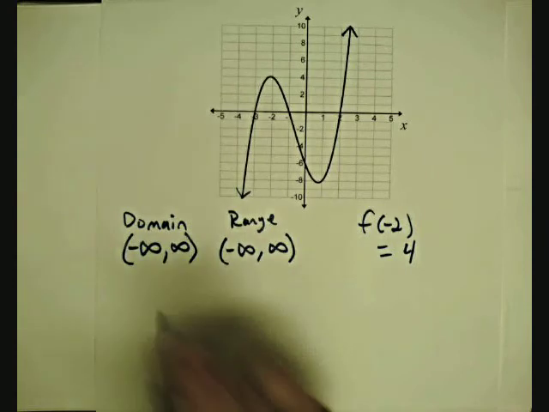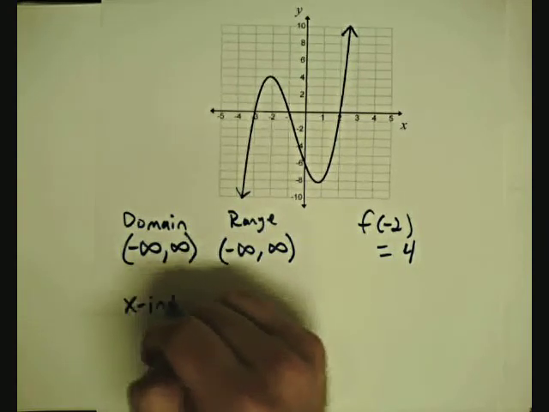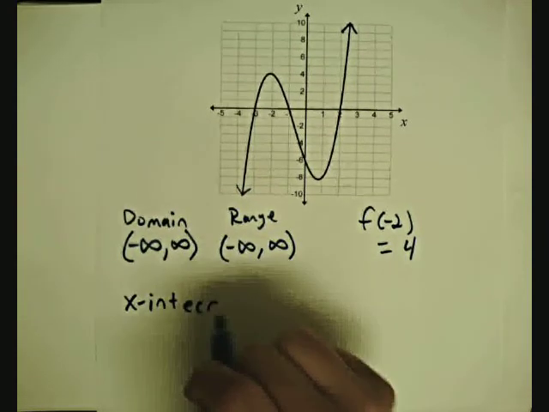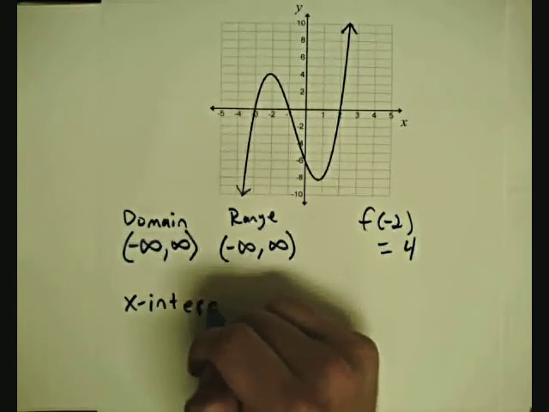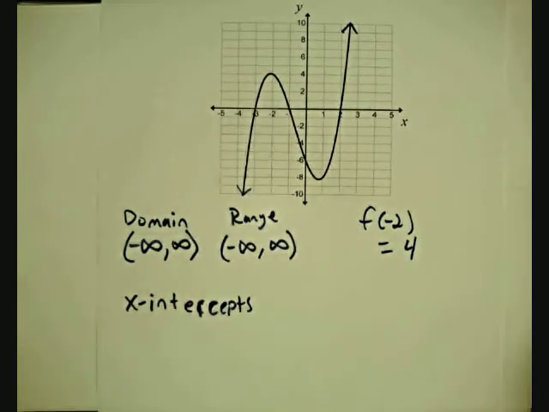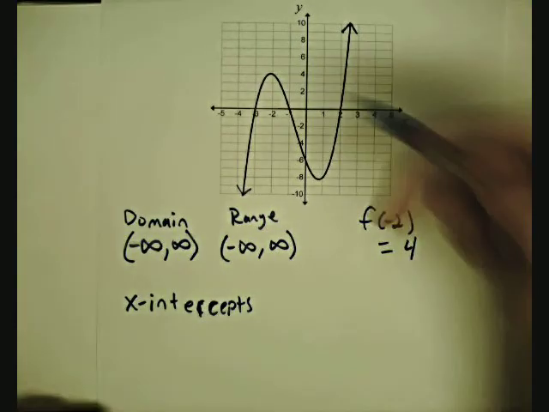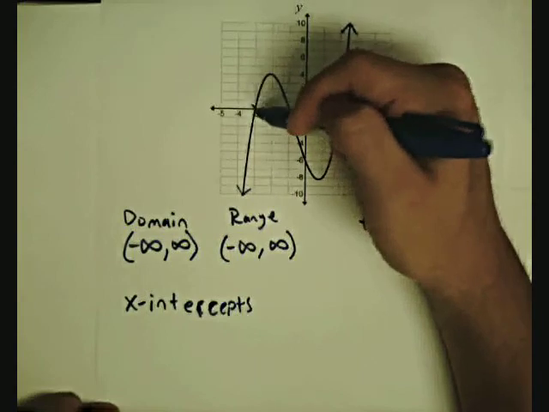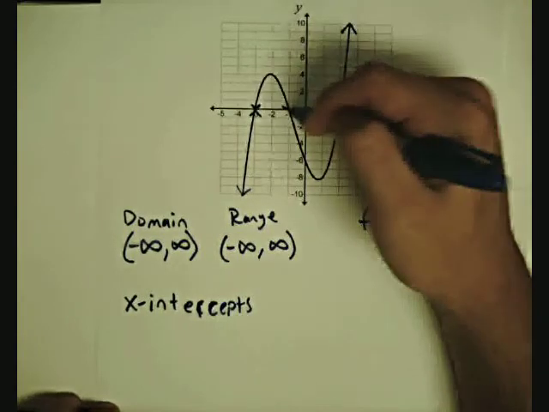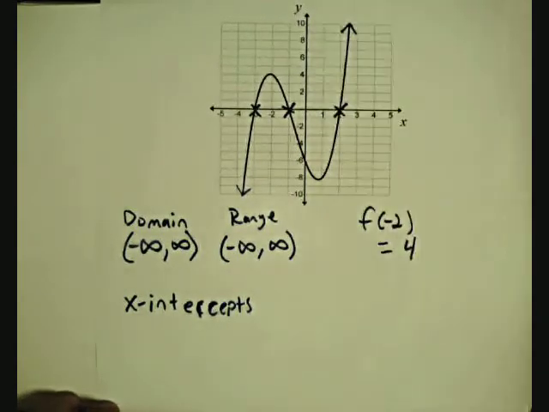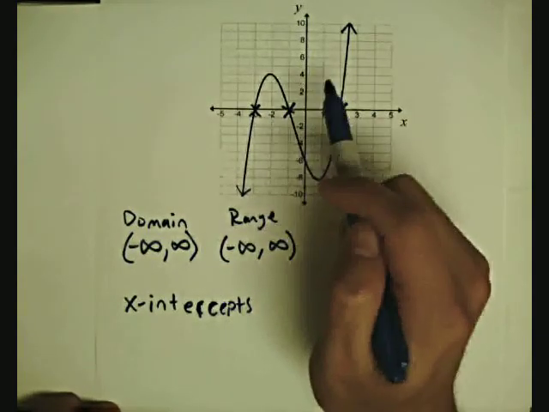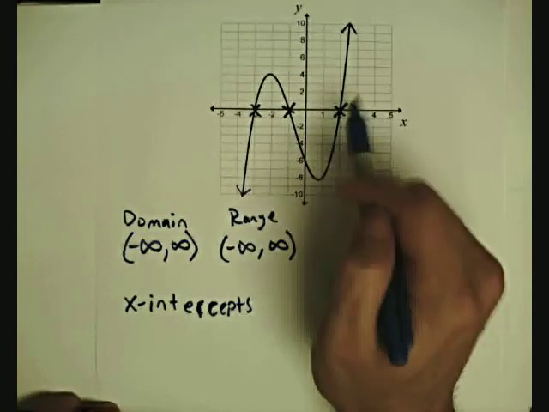Part D asks you to find the x-intercepts. The x-intercepts are the places on the graph where the graph crosses the x-axis. So places we cross the x-axis are here, here, and here. So we have x-intercepts at -3, -1, and 2.